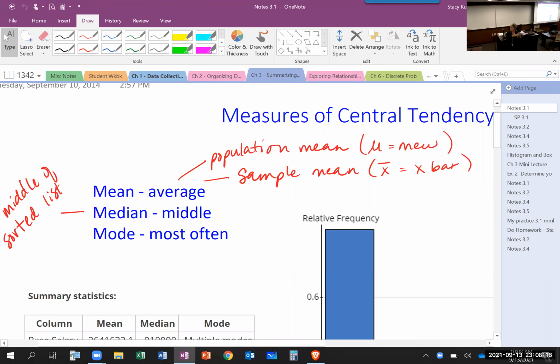First, you have to put the list in order. Typically, we go from least to greatest, and then if I were to fold the list in half, the middle value is the median. And then the mode would be the thing that we see most often. Is there always going to be a mode? No, there's not always going to be a mode. There will always be a mean and a median.